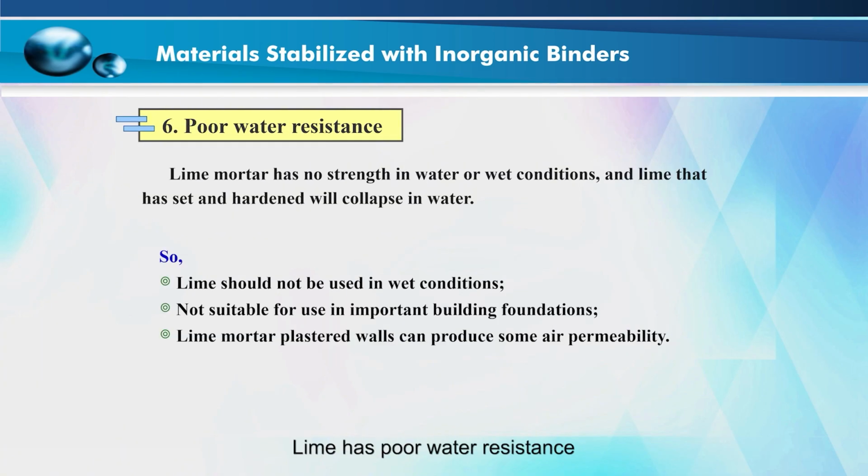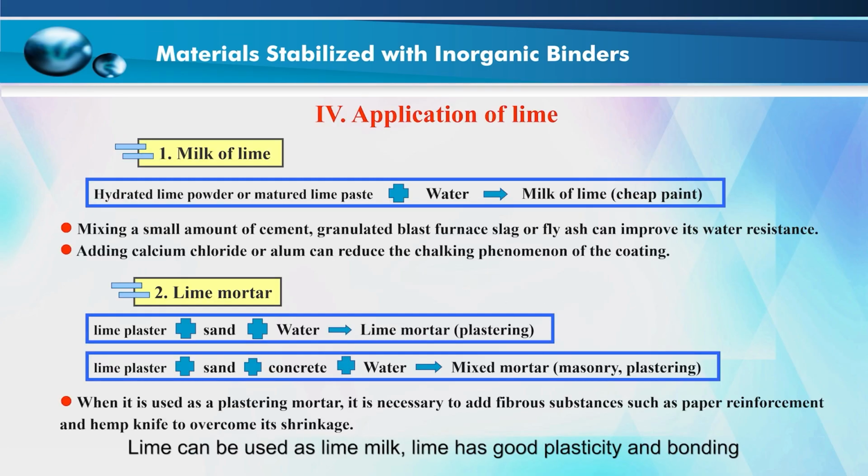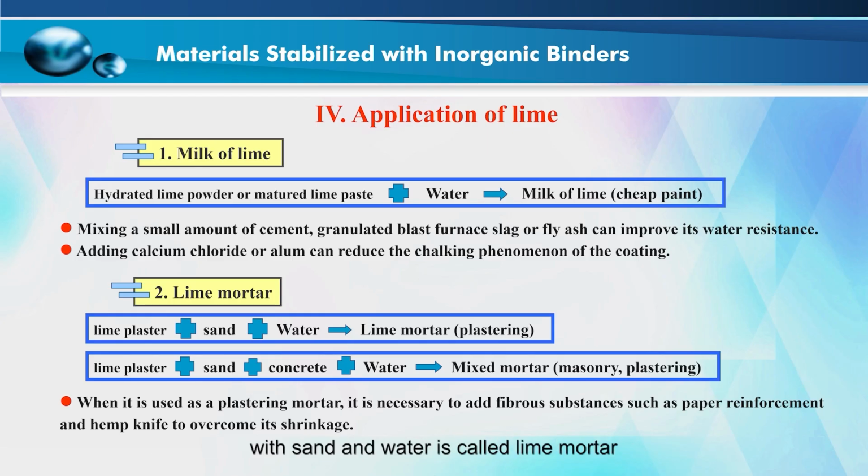Lime has poor water resistance. Lime paste has no strength in water or wet environment, and solidified lime will collapse in water. Lime can be used as lime milk. Lime has good plasticity and bonding, and can also be used to prepare mortar for wall masonry and plastering. The mortar prepared by lime slurry or slake lime powder along with sand and water is called lime mortar, and a mortar prepared together with cement, sand, and water is called mixed mortar.